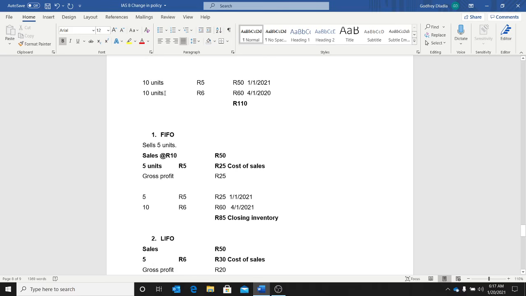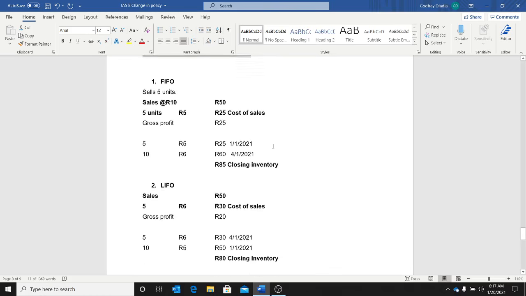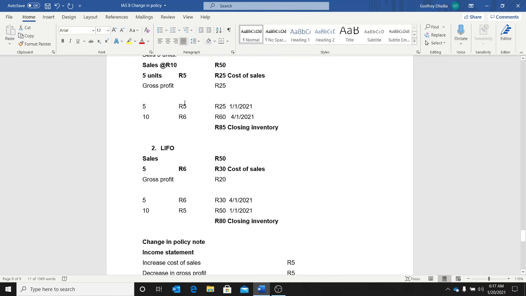Same items that we bought, because number 1 chose FIFO, number 2 chose LIFO, it's giving us different gross profit figures, different cost of sales figures, different closing inventory figures. All right. But one thing you just need to know is that if you change cost of sales, the gross profit will change.